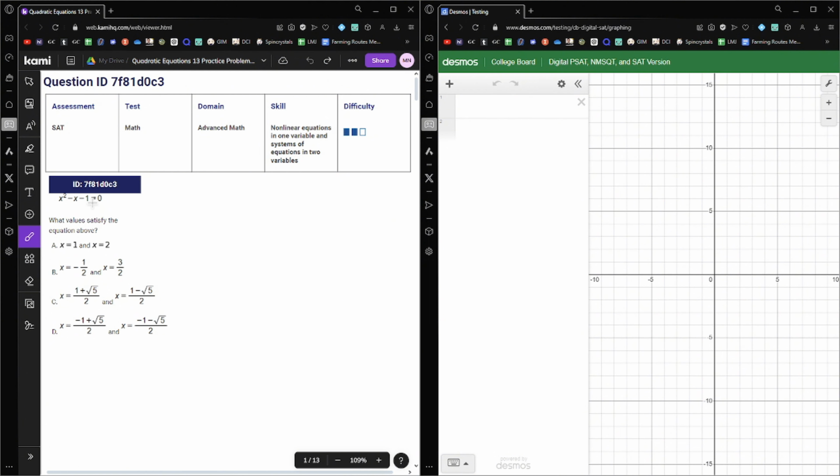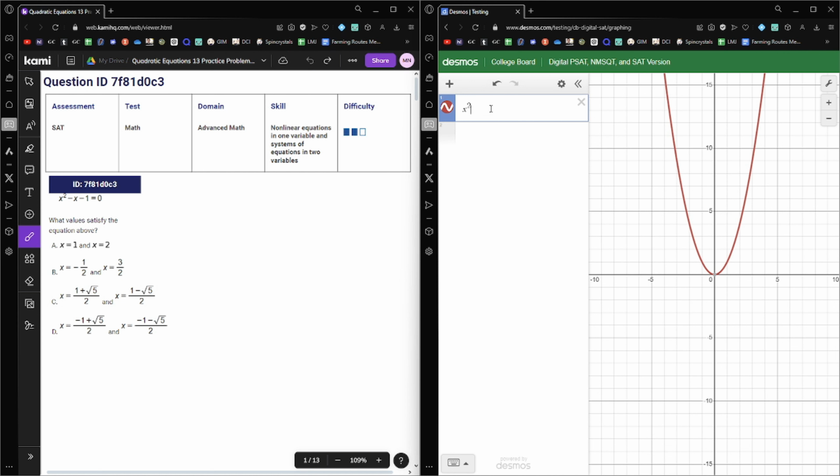Here we have this quadratic, and they're asking what values satisfy the equation above. Now, these are going to be your solutions. So normally, we're seeing these square roots, right? That would mean that normally you would use the quadratic formula. However, why use that when you got Desmos? Alright, let's plug in that equation.